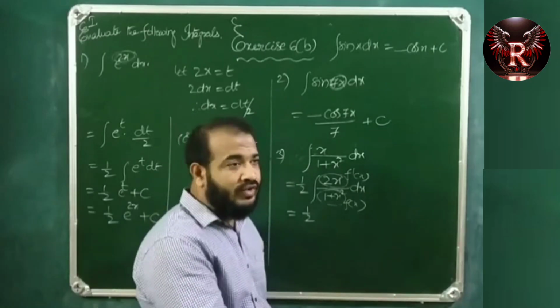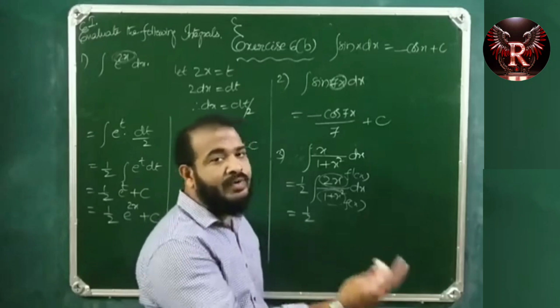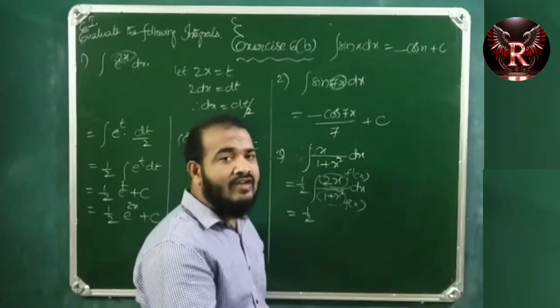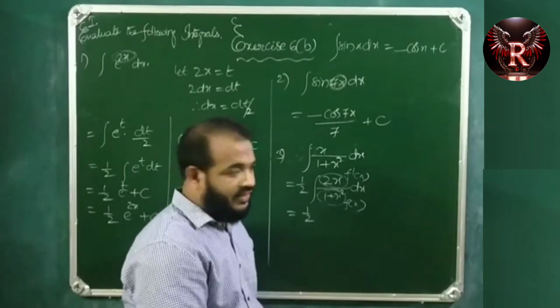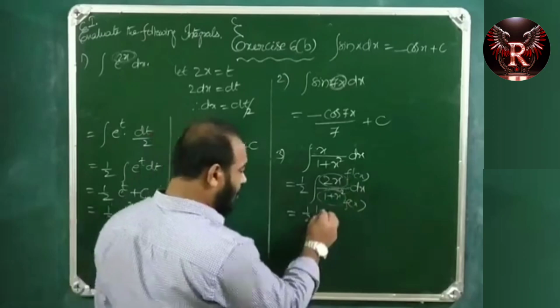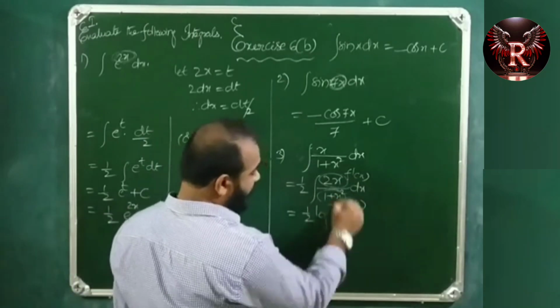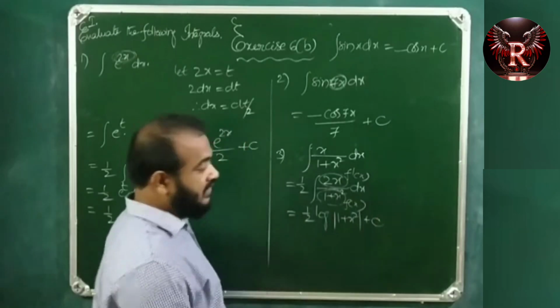Integral f dash x by root f of x dx is 2 root f of x plus c. Integral f of x whole power n into f dash x dx is f of x whole power n plus 1 by n plus 1 plus c. Okay, this we have seen. So this is integral f dash x by f of x, which is log mod f of x. So log modulus of what is f of x here? 1 plus x square plus constant of integration c.